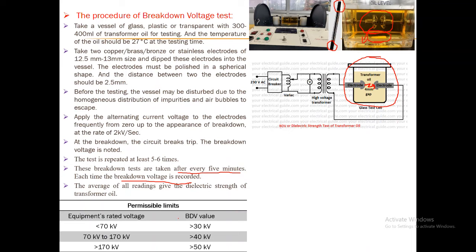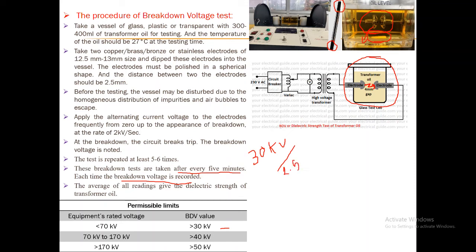Here you can see the permissible limits are suggested. If the equipment's rated voltage is less than 70 kilovolt, then the BDV value should be greater than 30 kilovolt. So here, the value that you are seeing is 30 kV per 2.5 millimeter of gap.